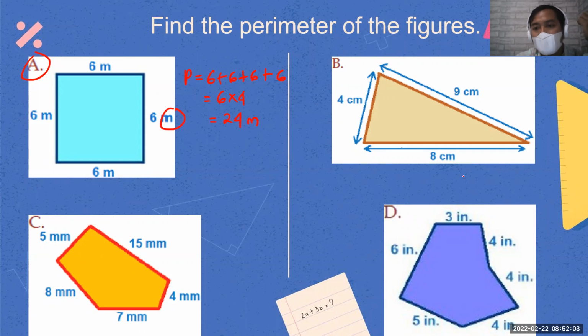Thank you, Kiko. Next, I'm gonna go to Nadia. Nadia, what is the second one? What is the perimeter of the second shape? Nadia. Hello, Nadia. Are you there?